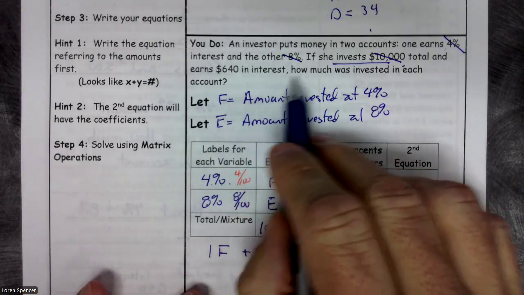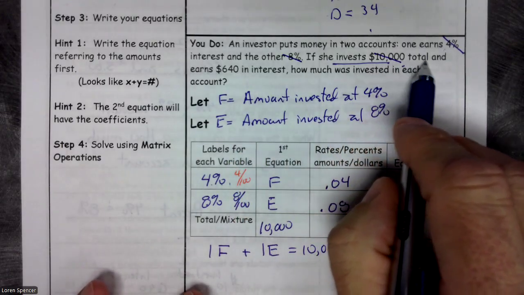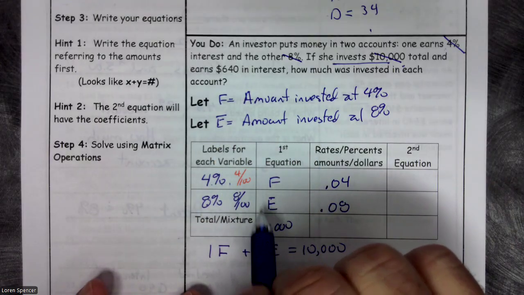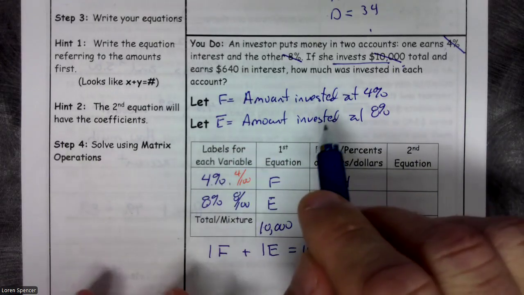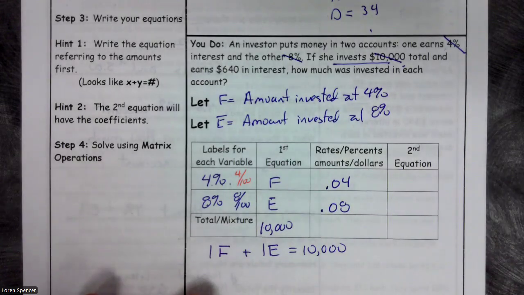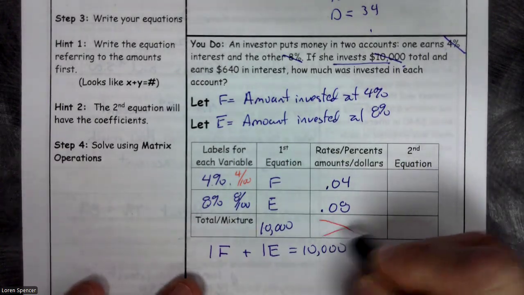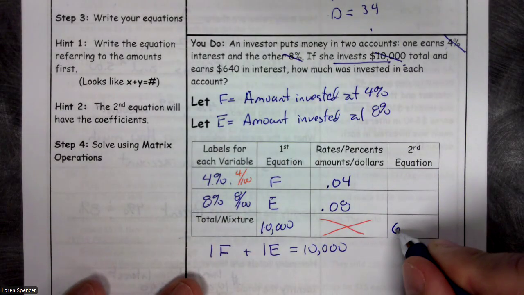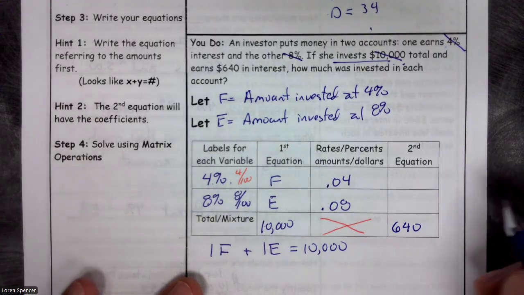Now, she invests 10,000 total and earns 640. Is that 640 per 10,000 or is that 640 total? And I'm going to say that that's a total, which means it's not a rate, it's a total amount that she earned in interest. So it's going to go here because it's a total.